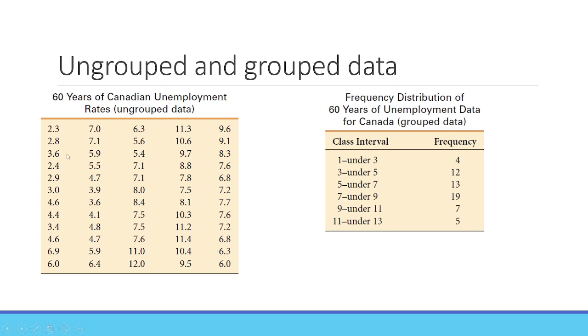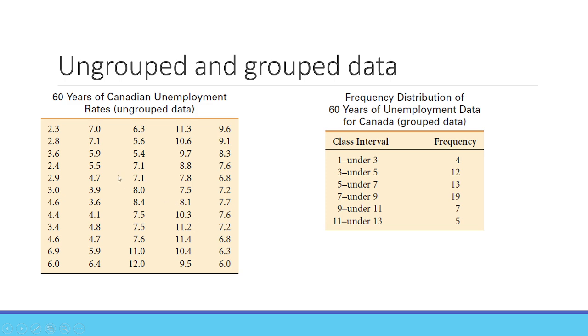60 years means there are 60 values, 5 columns with 12 values in each. You can put everything in a single column in Excel. So, 60 years of Canadian unemployment rates. This is ungrouped data or raw data.